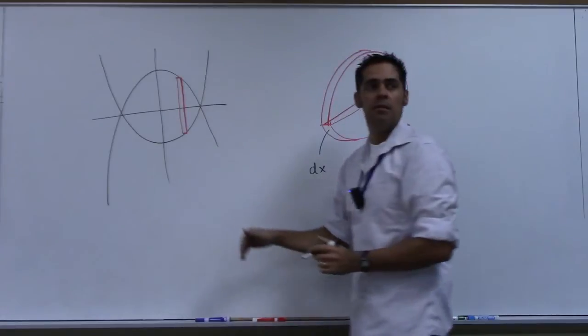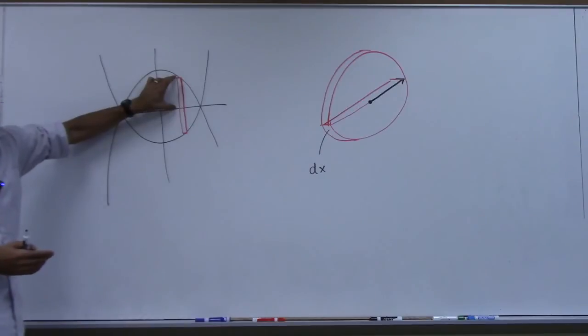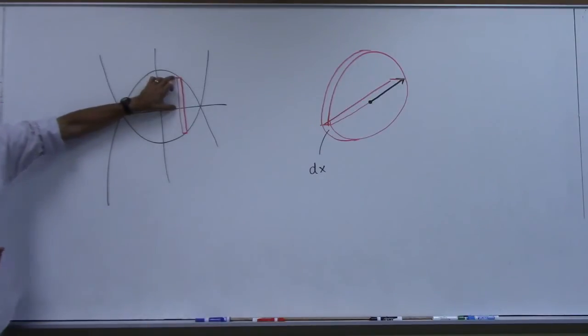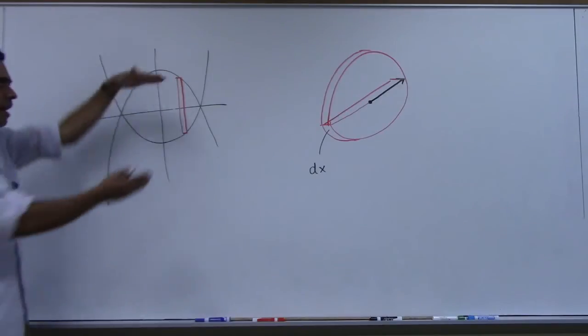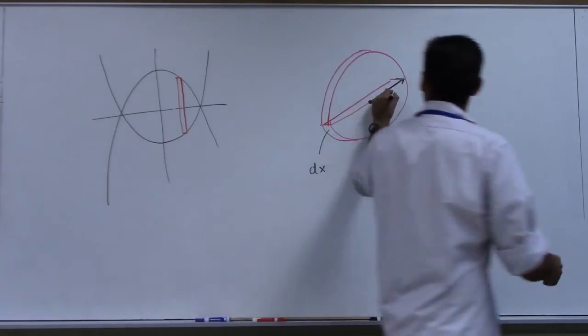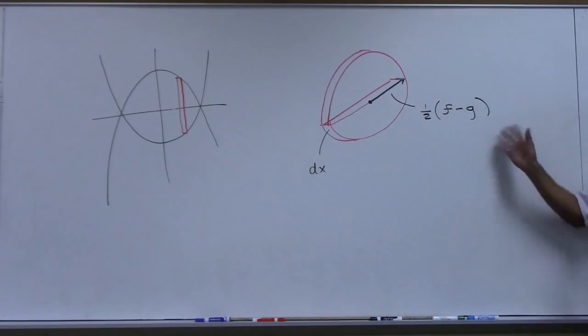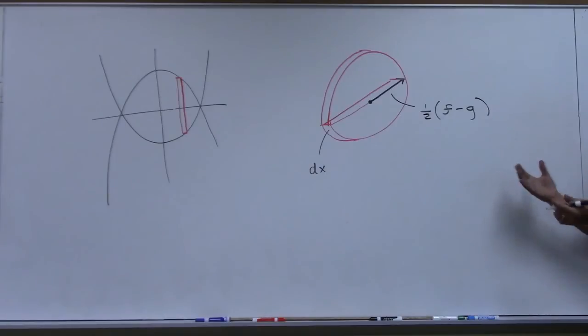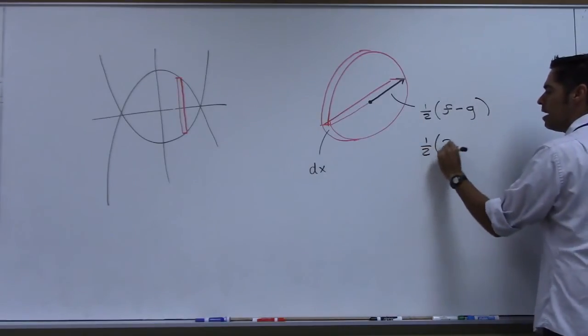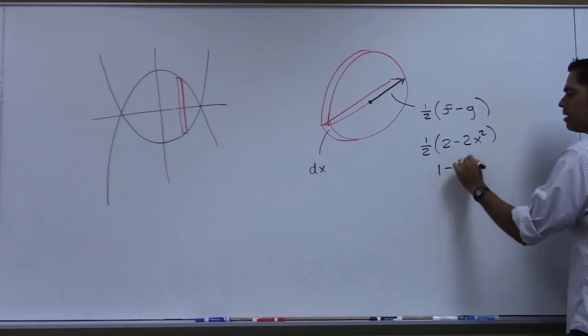You want halfway. Could I have just used f, instead of saying half of f minus g? On this one only, because it's symmetric, but in general, no. This one you could have, but in general, f and g don't have to be mirror images of each other. So this distance will be half of the f function minus the g function. Do you agree? Everyone's okay with that? Which for us, in this particular problem, we had already done f minus g several times. It was 2 minus 2x squared. So for us, this is just 1 minus x squared.